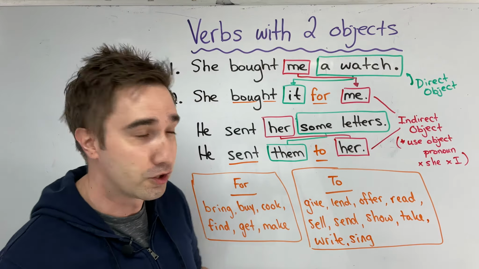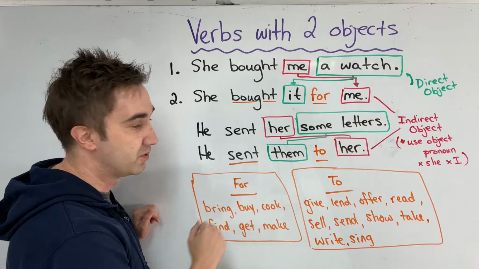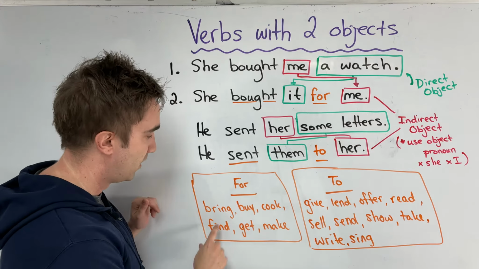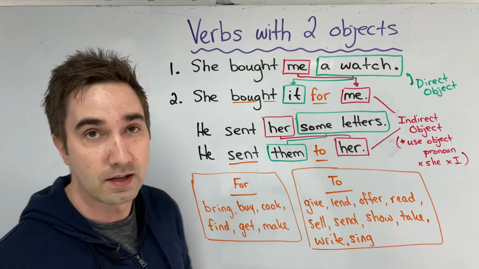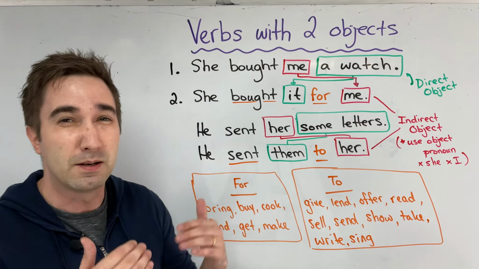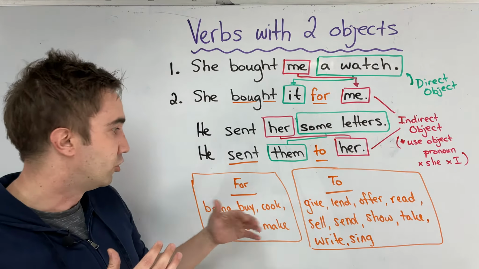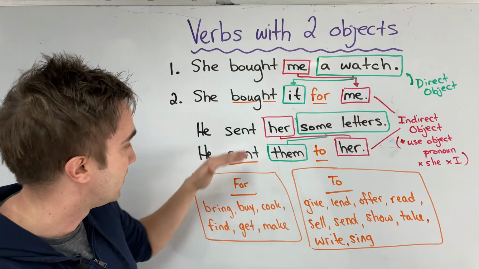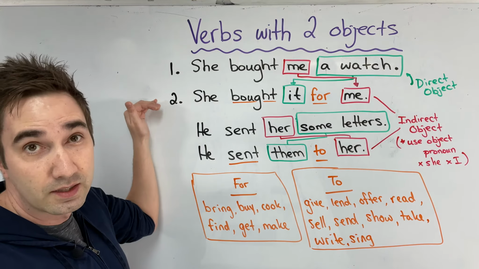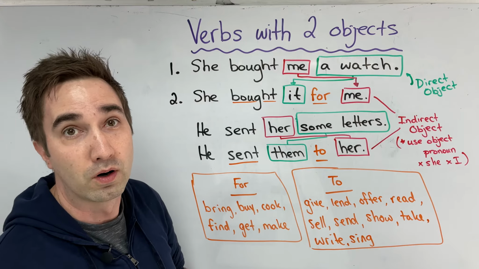That's part of English. But you can look here for a quick little list of the verbs that we use with for: bring, buy, cook, find, get, and make. I can make something for you. I can cook a pizza for my kids. Anytime that we use these verbs, and we're using the second example here, we're going to use for, all right?